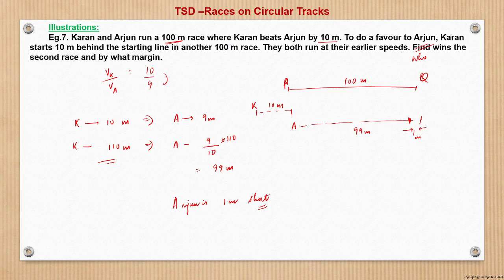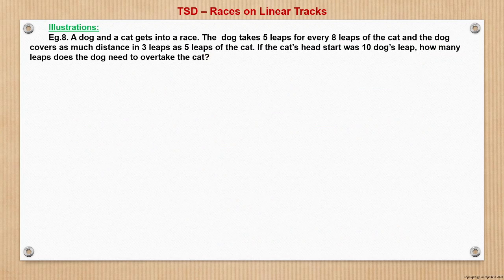So who wins the race? Therefore, Karan wins the race. By what margin? By 1 meter. This is the answer to this question. So fairly simple. Now I think this is the last problem for this session.